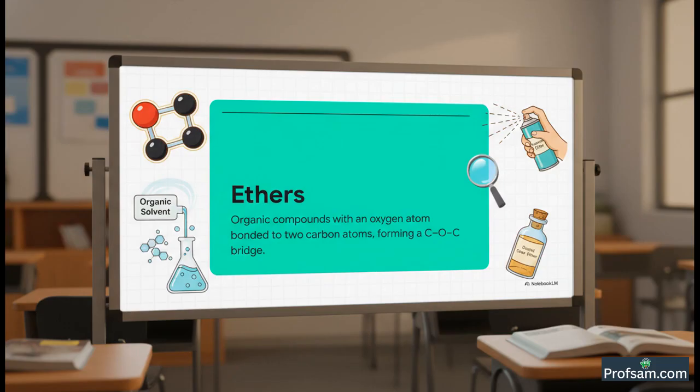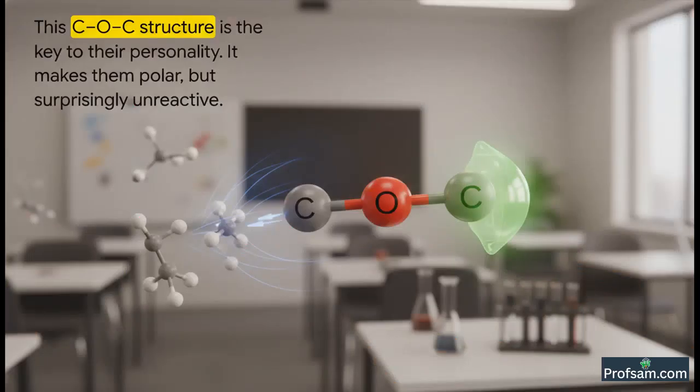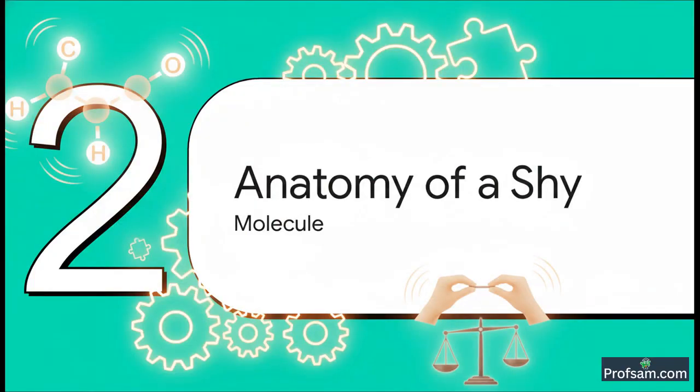It forms this kind of a bridge, a C-O-C bridge. And this is the fundamental structure that you must remember. And this C-O-C structure, this is the secret to their entire personality. It's what makes them polar enough to dissolve many different compounds, but at the same time, it makes them incredibly stable, almost shy when it comes to reacting. So, the big question is, why? Why is this structure so stable?